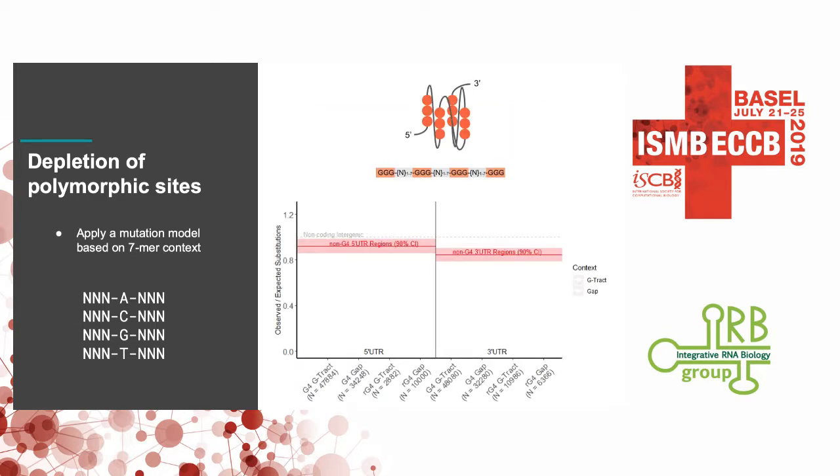So we applied this to non-G4 forming regions of UTRs first. As denoted by the red bands here, we see there's relatively good fit between the observed number of polymorphic sites versus the expected number of polymorphic sites for both 5' and 3' UTR contexts. When we use this to look at the rate of observed versus expected polymorphisms within G4s, however, we see there's a significant depletion of polymorphic sites within the G tracts specifically. So the N1 to 7 linker nucleotides don't seem to be under any stronger selection against polymorphism compared to the G tracts, which are potentially important for secondary structure formation.